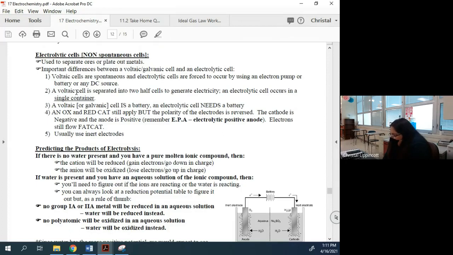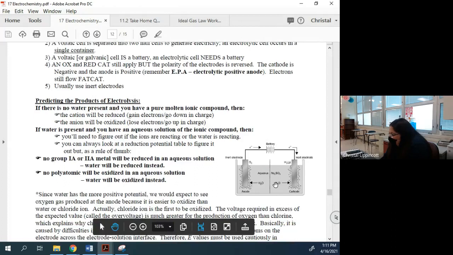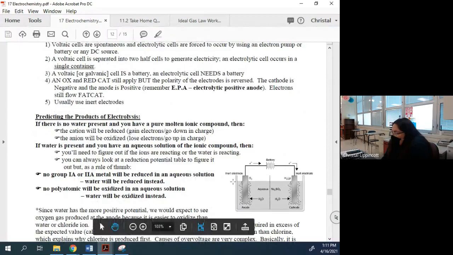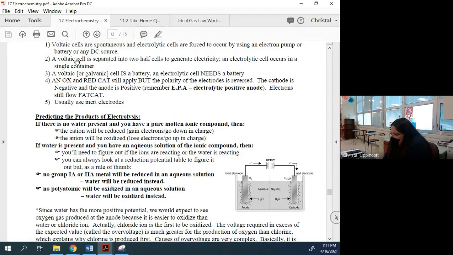Voltaic or galvanic cells, which we've been studying, are always in two half cells. So you've got a cell over here, you've got a cell over here. So if they show you a picture where everything's in the same compartment like this, you know automatically that this is an electrolytic cell. Okay. So again, voltaic cell, galvanic cell, they're called the same thing synonymously, separated into two half cells to generate electricity. Electrolytic is going to happen in a single container.